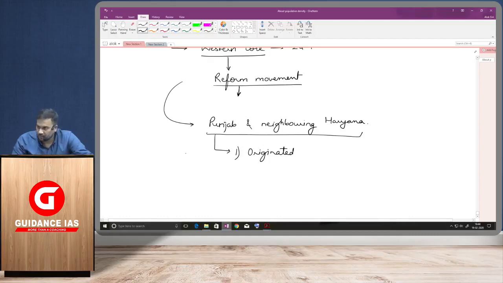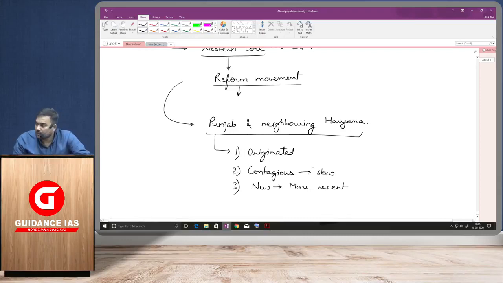अभी हमने देखा, western core has originated from Punjab. One. Second, the main process of diffusion which has been followed, it has grown mainly through contagious diffusion in this area. Always we find that contagious diffusion is what? It is a slow process. Third important factor is that it is the youngest main religion of India. It is new, more recently evolved.